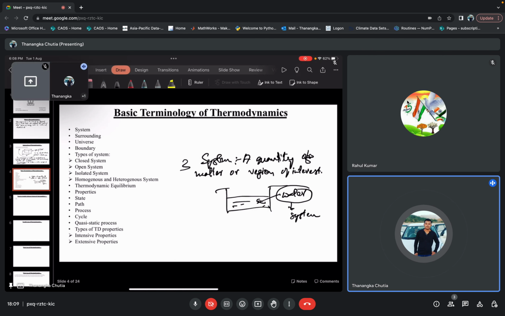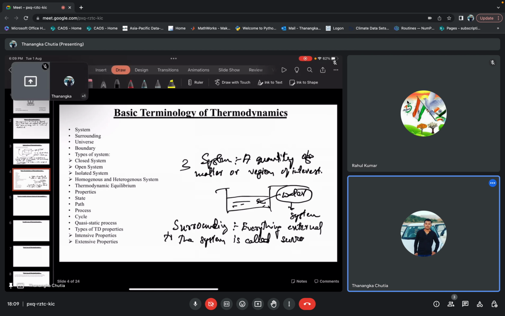Okay, now then what is surrounding? Everything external to the system is called surrounding. So that means we have some region of interest. Apart from that, whatever the region of interest is, that becomes our surrounding.